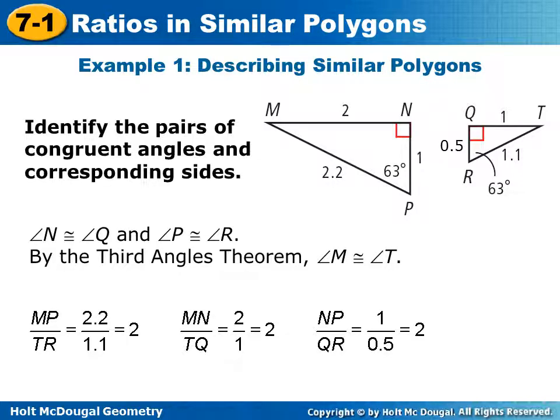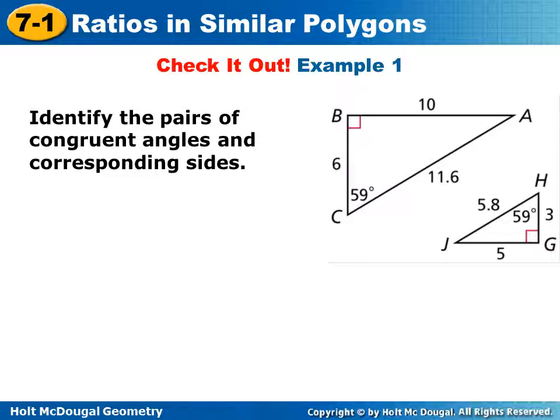We can also find the proportional sides. MP to TR is 2.2 over 1.1, which gives us 2. MN to TQ is 2 to 1, which is 2. And NP to QR is 1 to 0.5, which is also 2. So we can see that they are similar because the angles are congruent and all of the sides are proportional.